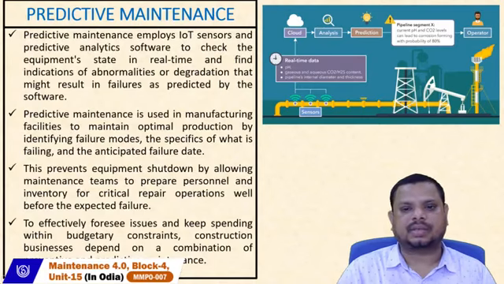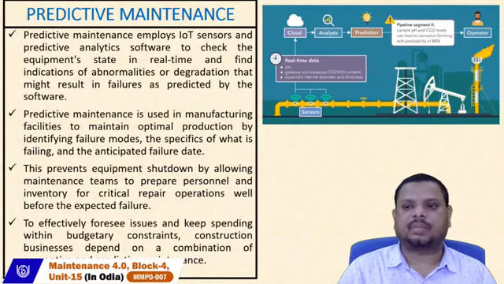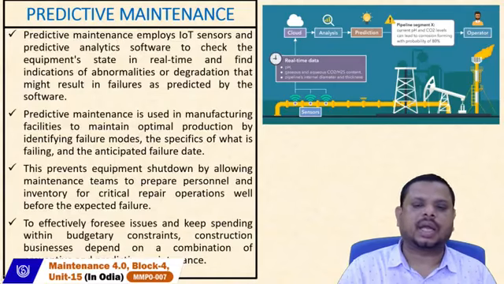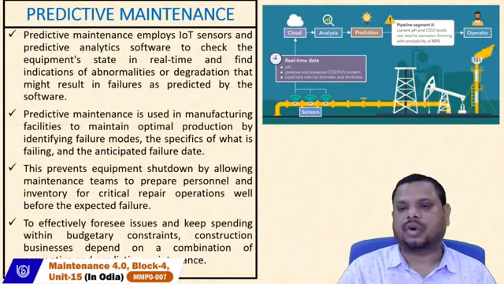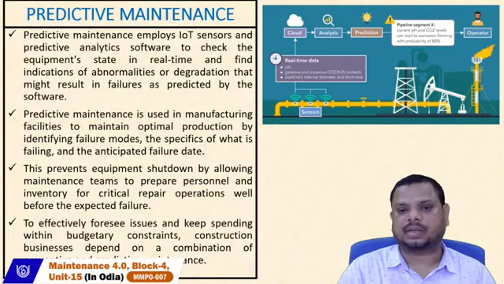So with the help of these sensors, one can easily identify or analyze the percentage of corrosion inside the pipelines. If required, they will assign the maintenance management teams. And the next important part is there is better collaboration between the operation as well as the maintenance team, so that they can reduce the time and increase the functionality of different components with reference to oil refineries. To effectively foresee the issues, keep spending within the budgetary constraints. Construction businesses depend upon the combination of preventive and predictive maintenance.